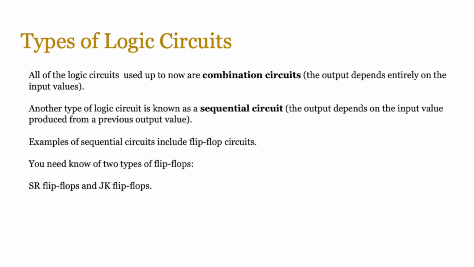So you could link the output to the input, and that ensures that the new output is slightly different than the previous one. And examples of sequential circuits include flip-flop circuits, and you need to know 2 types of flip-flop circuits, and they are the SR flip-flops and the JK flip-flops. We're going to be looking at these 2 particular ones because they are the ones you need to focus on in the syllabus.